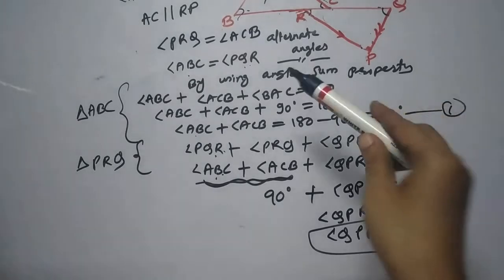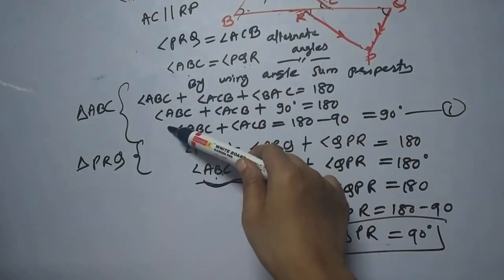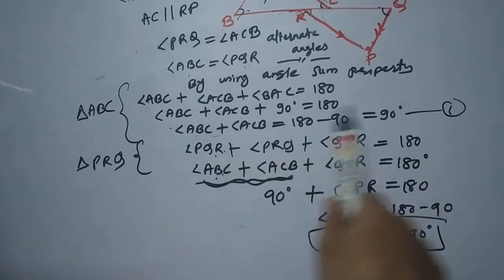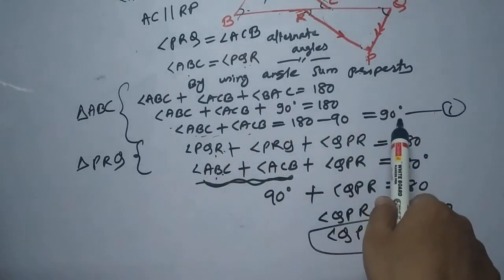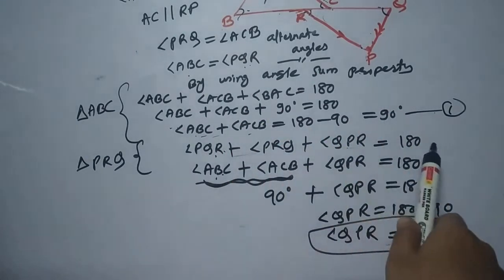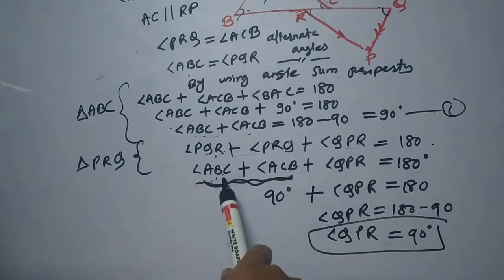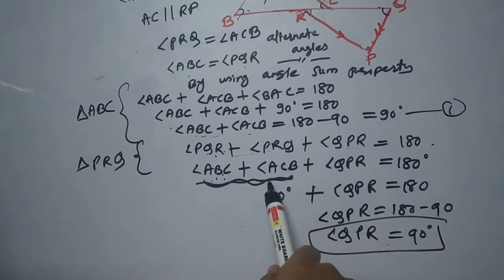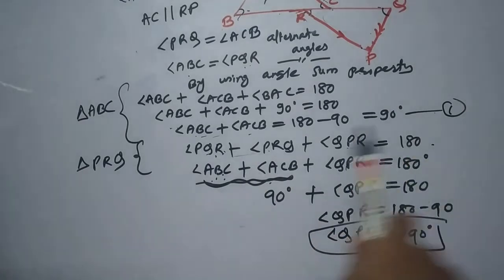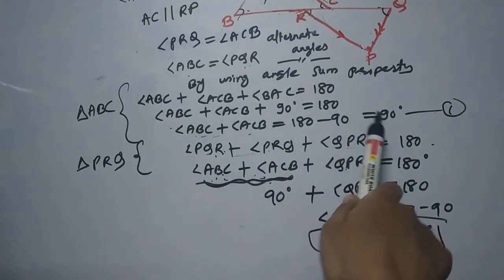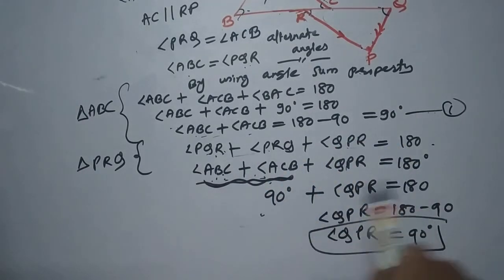So friends, what we have done, in one triangle we have used angle sum property and we made this as equation 1. The sum of these two is 90 we shown. And another triangle's property we wrote, then instead of PQR we written ABC, and instead of PRQ we written ACB, and then this is directly. Then we remove this addition by 90 degree as from equation 1, then we have solved it.